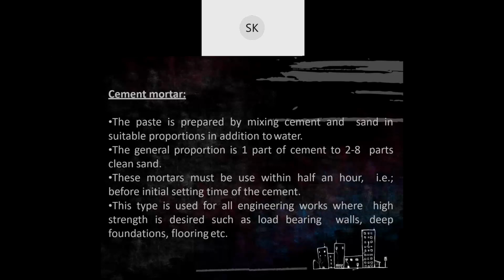This is the proportion for cement mortar: 1 part of cement, that is 1 is to 2, or 1 is to 3, 1 is to 4, till 1 is to 8. This mortar must be used within half an hour, that is, before the initial setting time of the cement. This type is used for all engineering works where high strength is desired, such as load bearing walls, deep foundations, flooring, etc. These are the places where you use cement mortar.